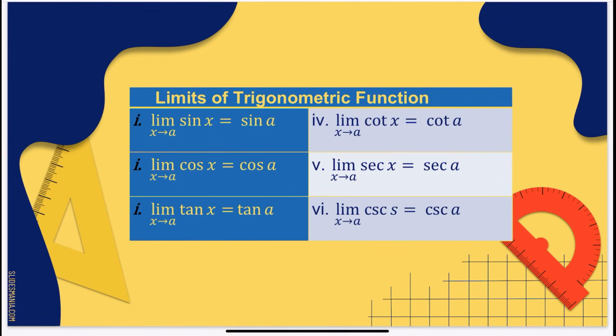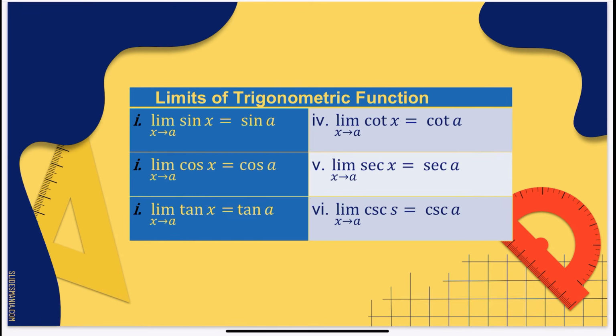Limit of trigonometric function. The limit of sine x, where x approaches a, is equal to sine a. The limit of cosine x, where x approaches a, is equal to cosine a. The limit of tangent x, where x approaches a, is equal to tangent a.